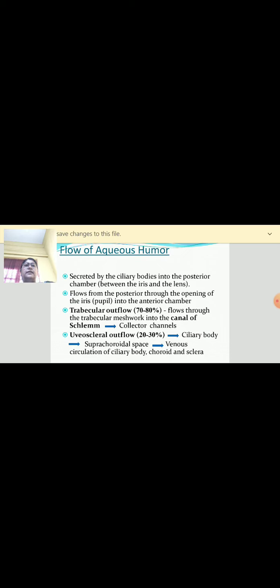And the aqueous humor flows from the posterior to the anterior chamber via the iris opening, that is the pupil, into the anterior chamber. You can see a short picture of the flow of the aqueous humor. What is the function of the aqueous humor? It helps in maintenance of the proper intraocular pressure, which is usually 10 to 21 millimeter of mercury.